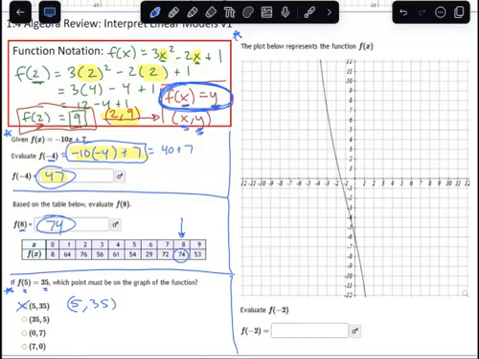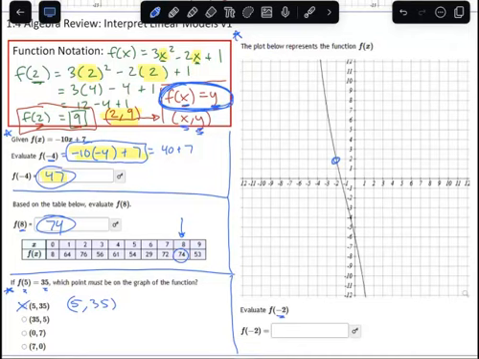So once again, I haven't specifically talked about this, but the idea is the same. f of x equals y means the input of x gives you an output of y. And so what this is saying is the input of negative 2. So when x is negative 2, what's the corresponding y? And what'd you guys get for that?